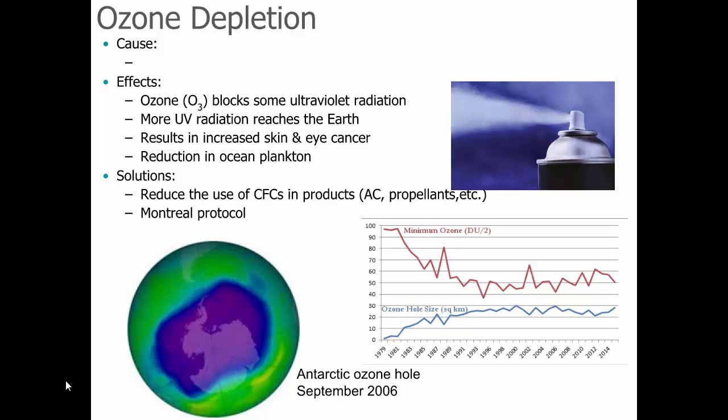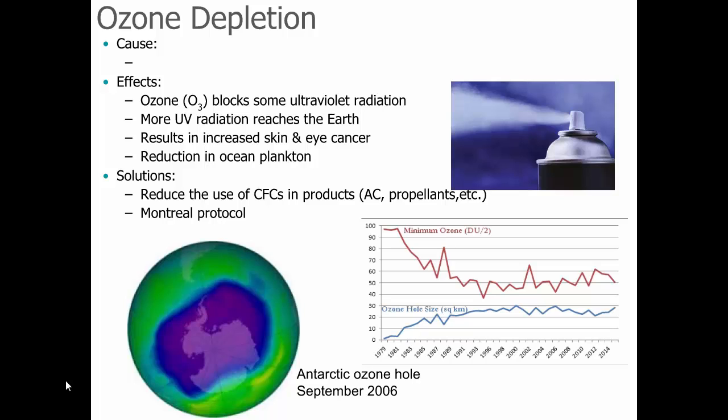Ozone depletion. The ozone layer is a layer of O3, ozone we call it, very high up in the stratosphere, way up in the atmosphere. And it blocks ultraviolet radiation from the sun. The sun releases not just visible light, but ultraviolet radiation, which causes us to get a tan and a sunburn, and also increased risk of skin cancer. The ozone layer filters out a significant portion of that ultraviolet radiation.